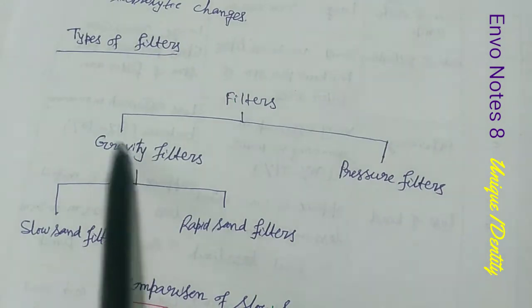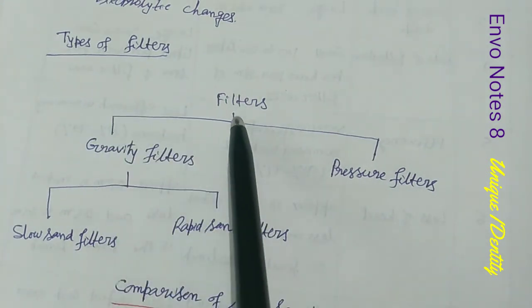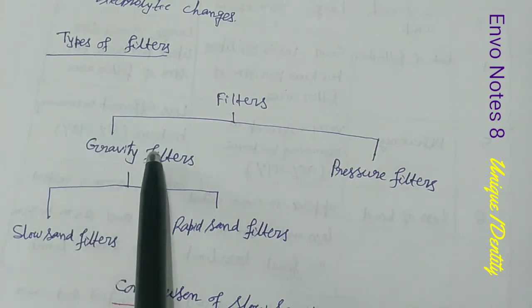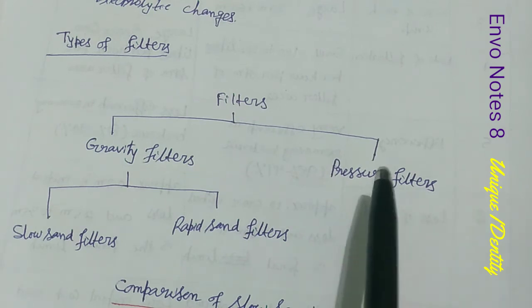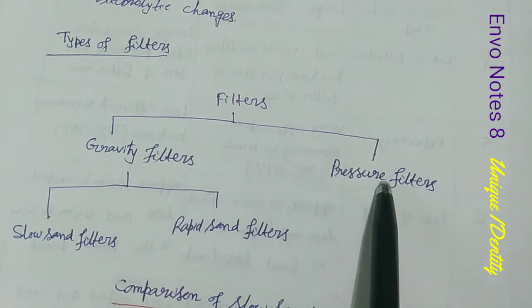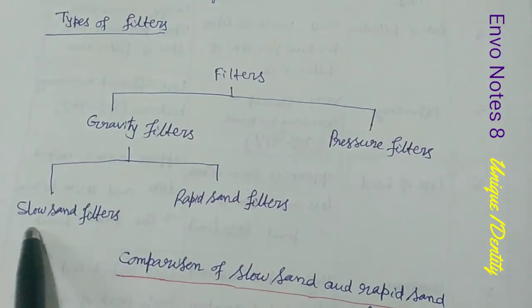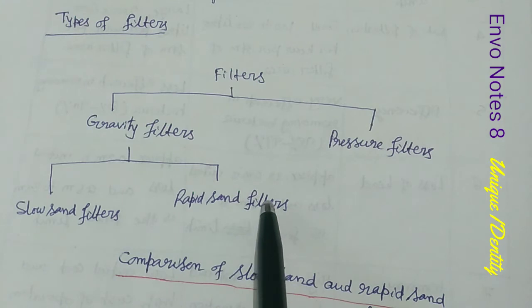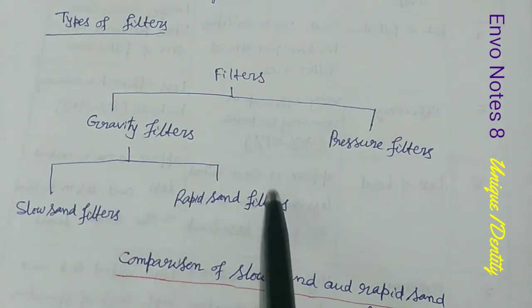Now this is very much important. The types of filter. Firstly, you can see that filters are of two types. One is gravity filter and another is pressure filter. That means this filter is governed by the gravity force and these filters are governed by the pressure force. Okay, and these gravity filters are of two types, slow sand filter and rapid sand filter. You know that in examination every time a question may be asked from slow sand filter or rapid sand filter.